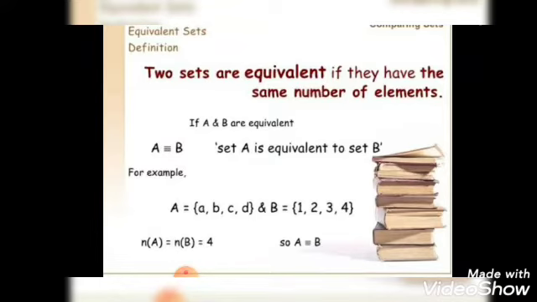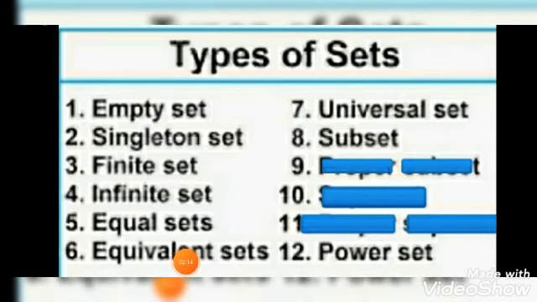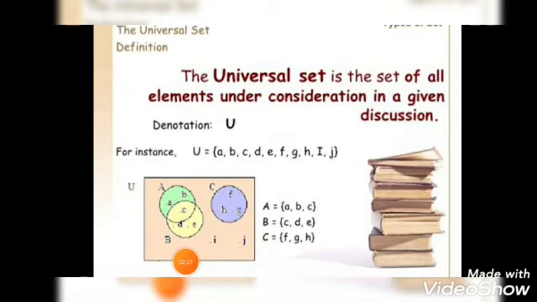Okay, next type of set is universal set. Universal set is also called the union of sets. The definition for universal set is: the universal set is the set of all the elements under consideration in a given discussion. Means, see the example down, A is equal to {A, B, C}, B is equal to {C, D, E}, C is equal to {F, G, H}.